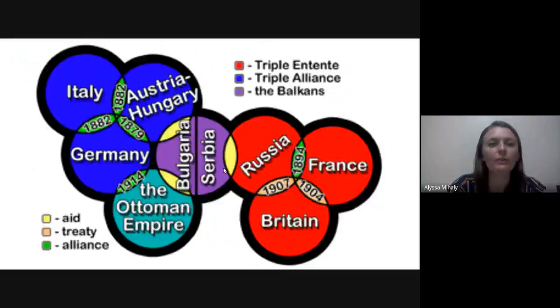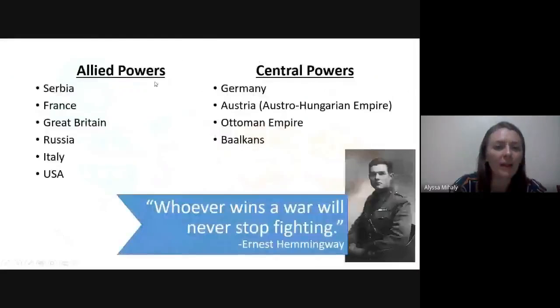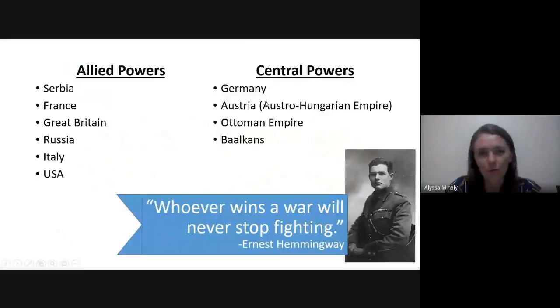Now, here we have the two sets of powers. We have the Allied powers, which includes Serbia, France, Great Britain, Russia, Italy, and the US, who will join later, as we'll learn today. We also have the Central powers, which are Germany, Austria, or the Austro-Hungarian Empire, the Ottoman Empire, who will also join later, and the Balkans, which are right here, Bulgaria and the other countries around Bulgaria.